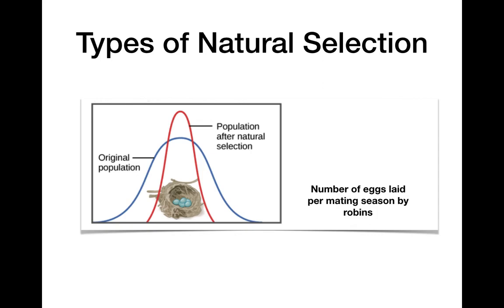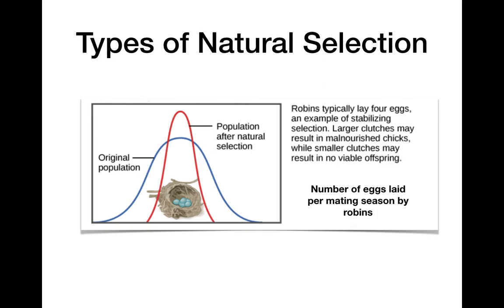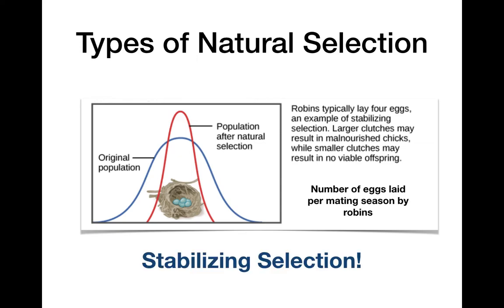So what kind of selection is this? Well, that is stabilizing selection. Most robins lay 4 eggs. If there's too many eggs, the chicks may be malnourished. They can't get enough food from their parents. If there's too few eggs, there might be no offspring who are strong enough to survive. So it's stabilizing selection.